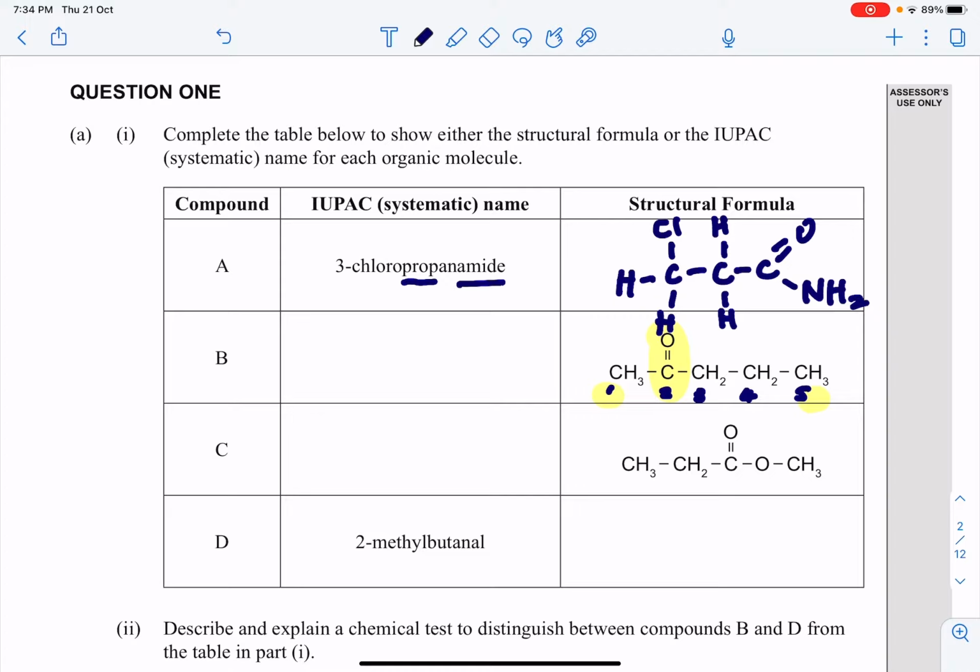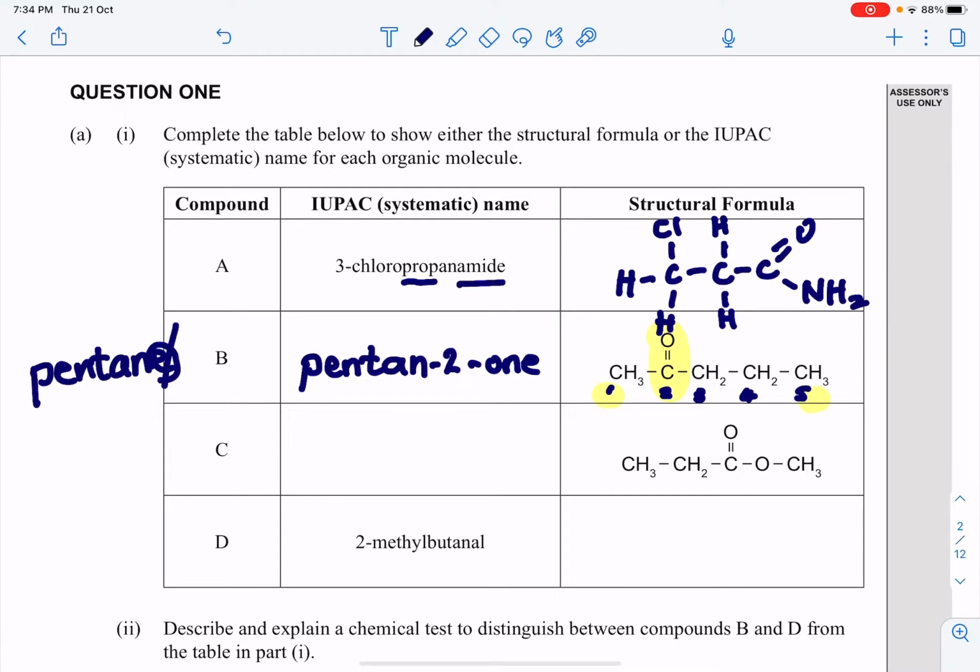Now, carbon number 2 has the carbonyl, so that will be the position number, and since there are 5 carbons, I'm going to start with pent. Now, pentane, as if you are writing for an alkane, has an E at the end. So this is where I'm going to remove it and replace it with the suffix, and the suffix in this case is one, O-N-E. The functional group is on carbon number 2. As usual, between numbers and letters, there must be a hyphen. That makes the name pentan-2-one.